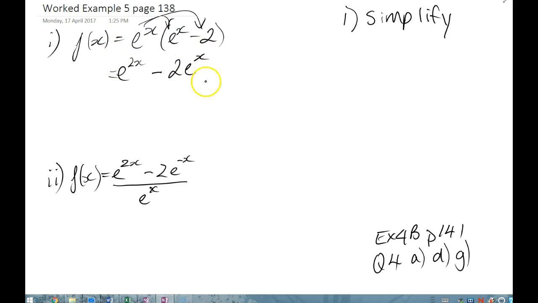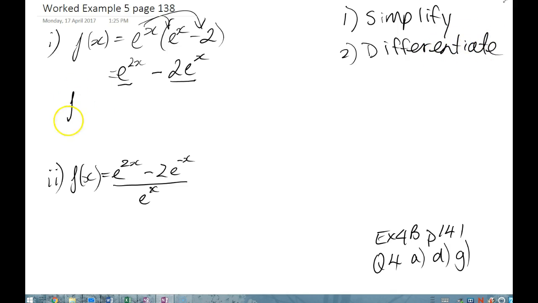Once you have your equation like this, now you can go ahead and differentiate, and you just differentiate this term and then you differentiate that term. It's just one term after the other. So simplify first and then just go ahead and differentiate. So we'll go ahead and do that now. So my f dash of x is going to equal.